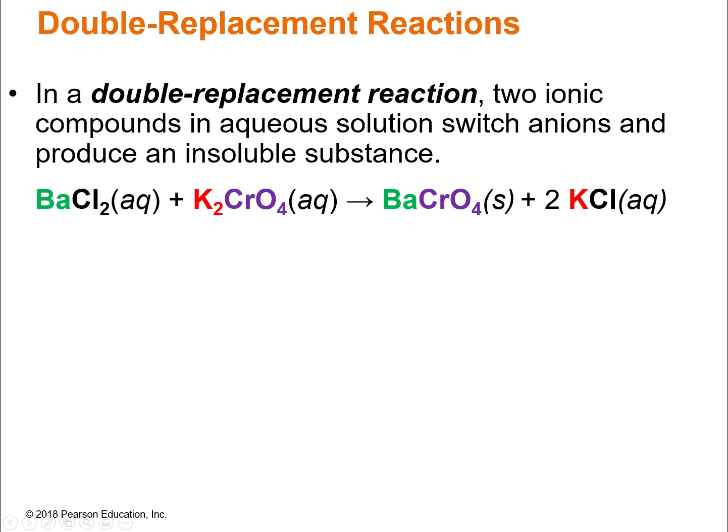Okay. I want to make sure we have enough time. So we've got double replacement reactions, and then we've got one more. In a double replacement reaction, you've got two aqueous solutions. You've got ionic compounds. You mix them together, and you form a precipitate, that insoluble solid.